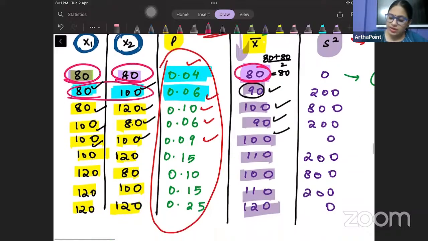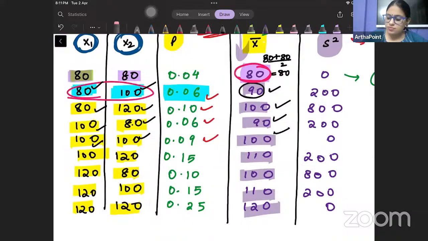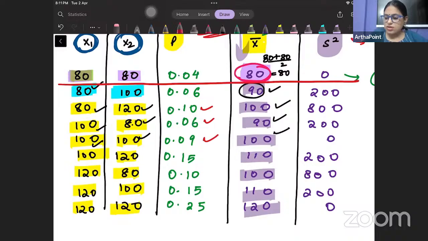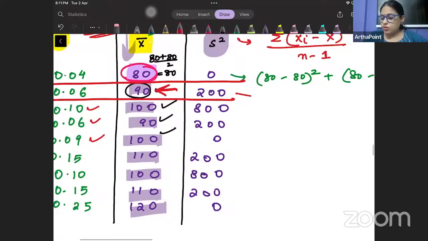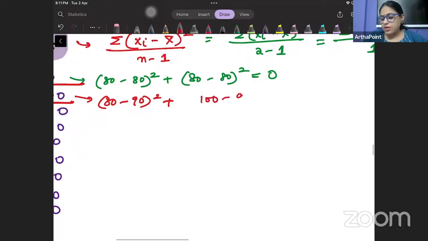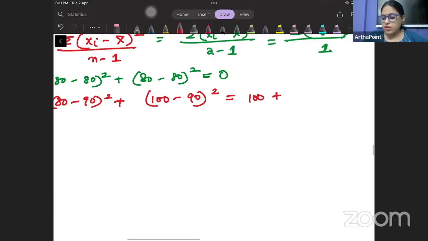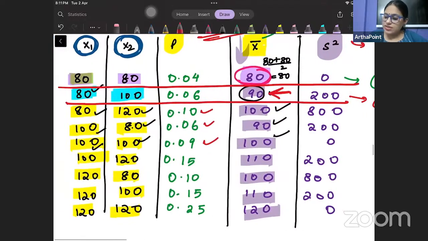Now let us go ahead. So I'm going to just remove this from here. Now let us go ahead to the second one. This is done. Now let's look here. So their mean is 90, isn't it? So I will do for this one 80 minus 90 whole square plus 100 minus 90 whole square. So this is going to give me minus 10 whole square, which means 100, plus 10 whole square, which means 100. So this will be 200. So if you can see in the second place, this is coming as 200. Okay, beta, let's come to the third one.